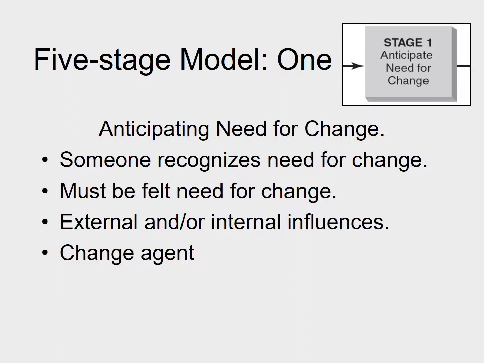So again, stage one is anticipating the need for change. Someone recognizes that need, a call is going out, there is something in the environment or something within the organization that has initiated the desire, hey, we want to do things differently. It must be felt that there is a need for change. So there has to be some driving force with decision-making power within the organization that understands change is needed. And this can be caused by both external or internal influences. And usually this is the phase where the decision makers decide we need to actually put someone in charge of creating change. We need to create a change agent.